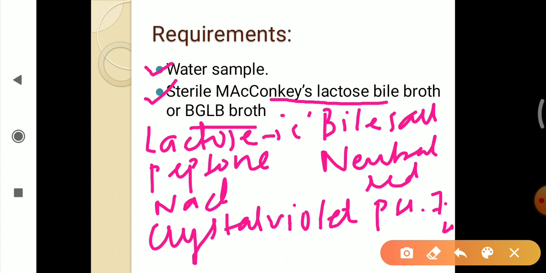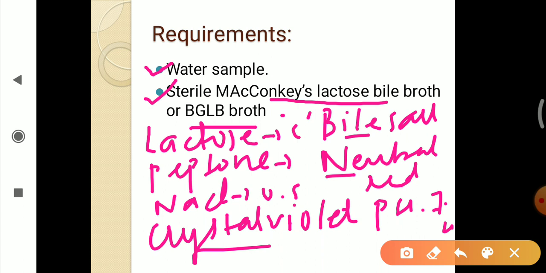Lactose is the sole source of carbon. Peptone provides multi-nutrients, and NaCl maintains the osmotic pressure. Crystal violet and the bile salt, both of them, inhibit the gram positive bacteria as well as the fastidious gram negative bacteria. Neutral red is a pH indicator dye, which is the main component of the MacConkey lactose bile broth, and we maintain the pH around 7.4. This is the composition of the MacConkey lactose bile broth.